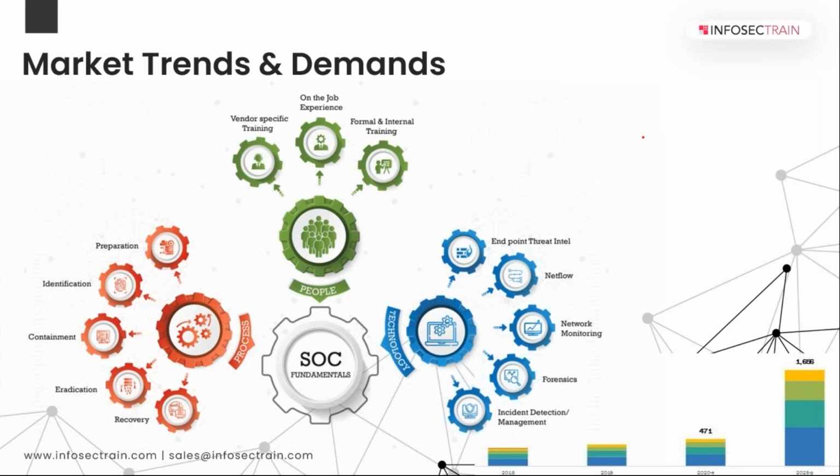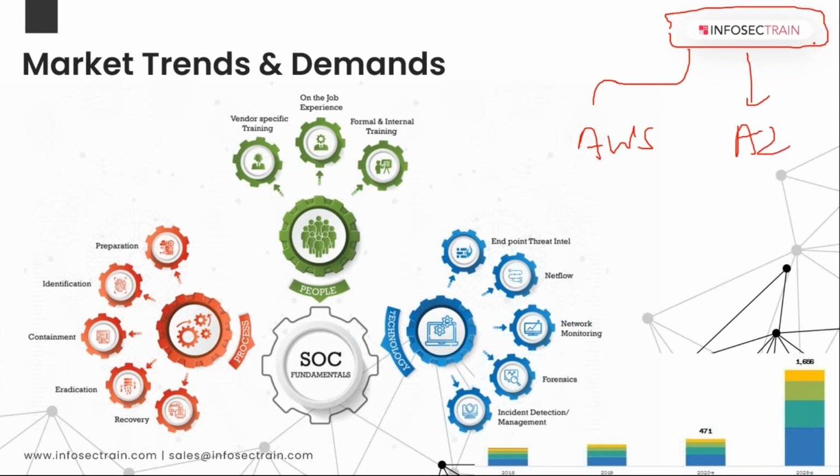So you need to read about what exactly you want. If you want to create a career path, you can go through InfosecTrain's website. We have already given the career path for different certificates. We have a career path for AWS, a career path for Azure, and a career path for GCP as well, right? So you can visit our website, where you can find the career paths in SOC, right?